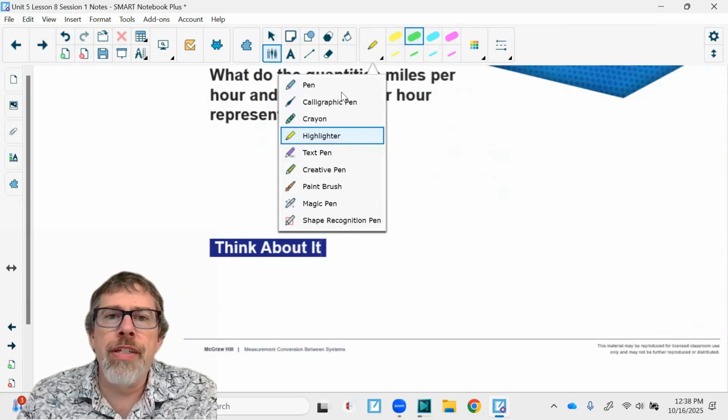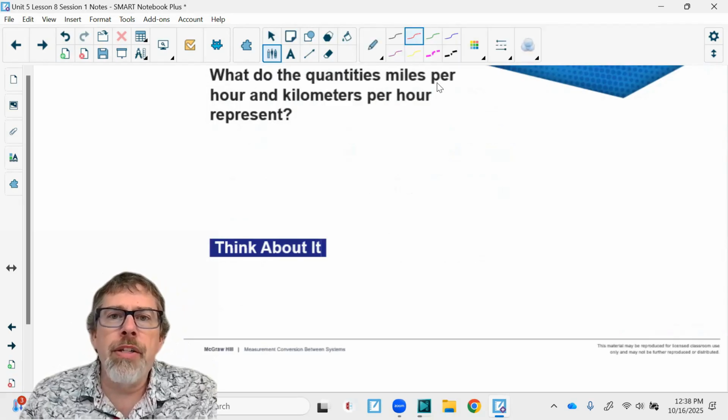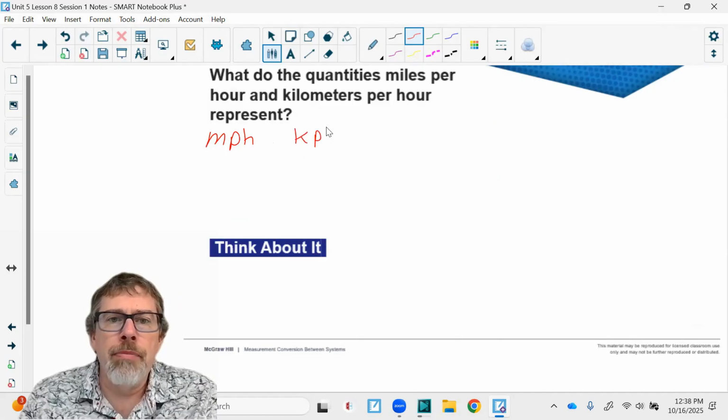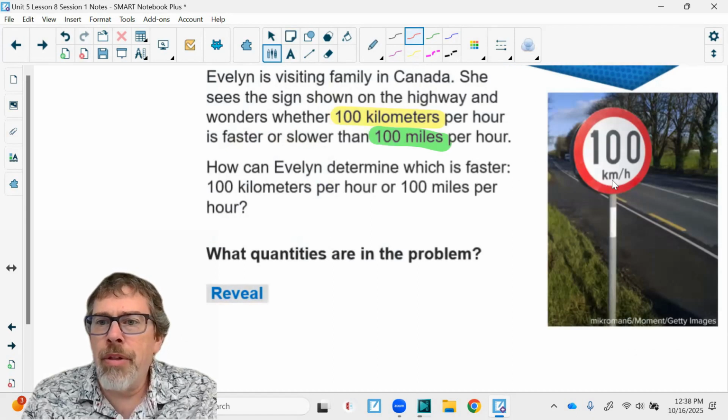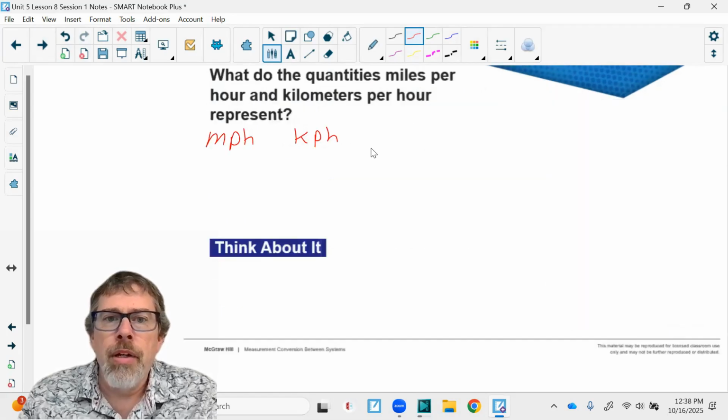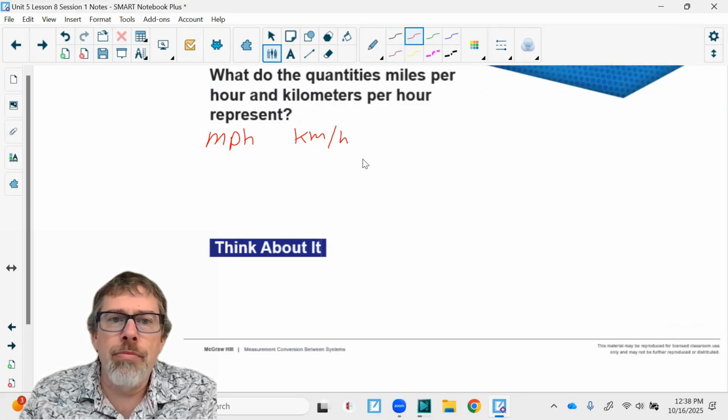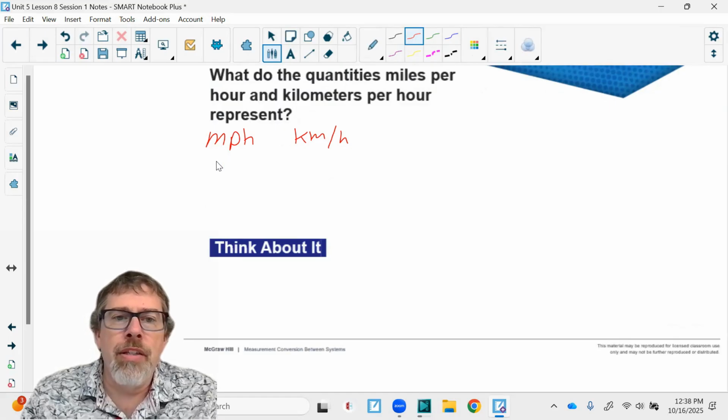Okay, so this question is asking about the quantities miles per hour, usually written mph, and kilometers per hour, kph. But if I go back, look at how they did this: km for kilometers and a line meaning per. So actually it's not kph, it's km per h, or kmph.